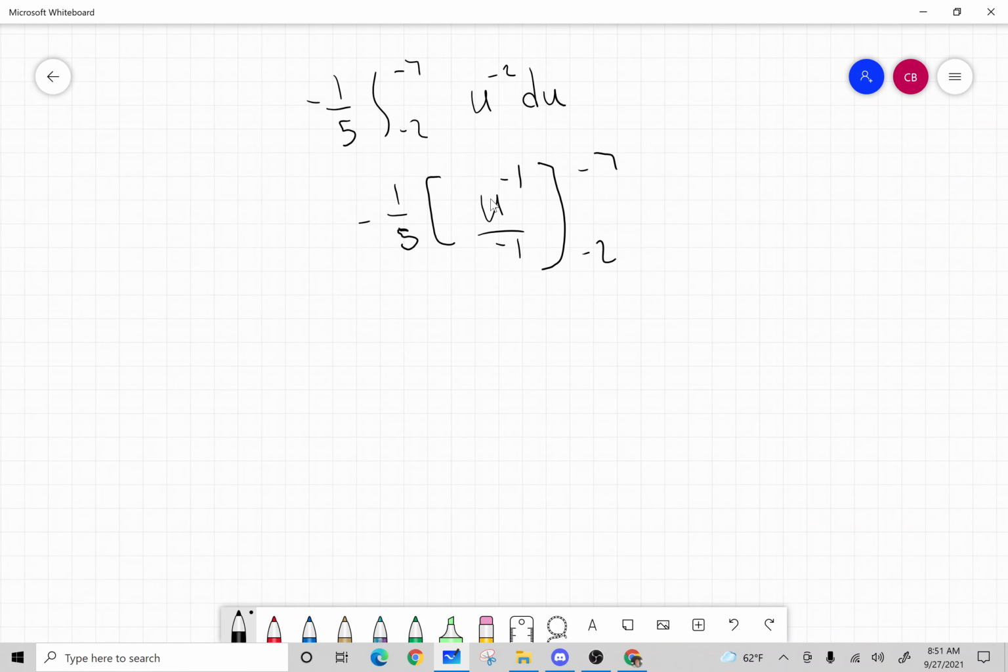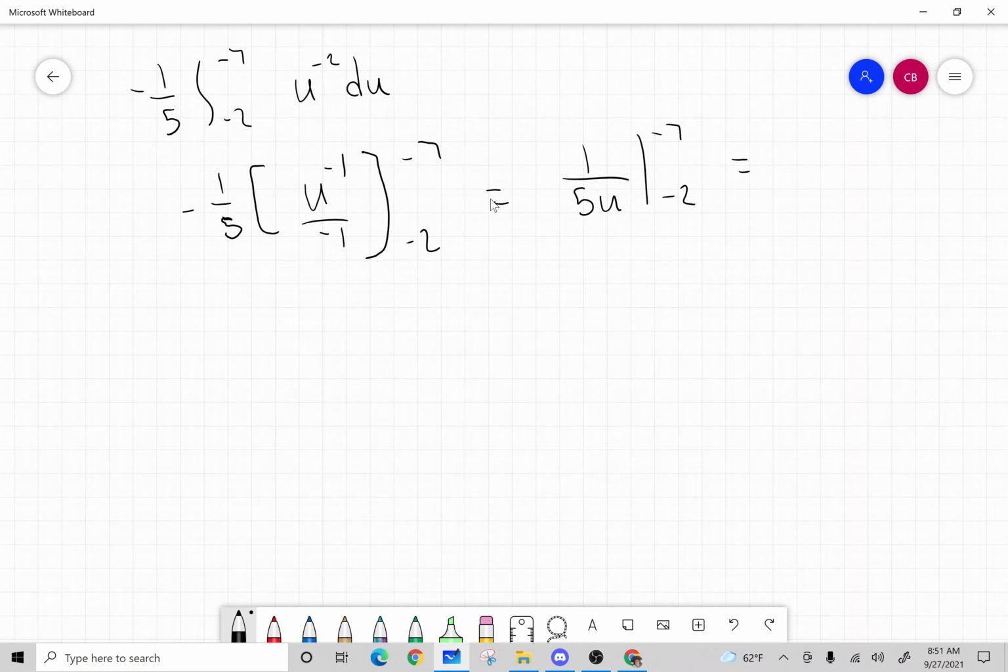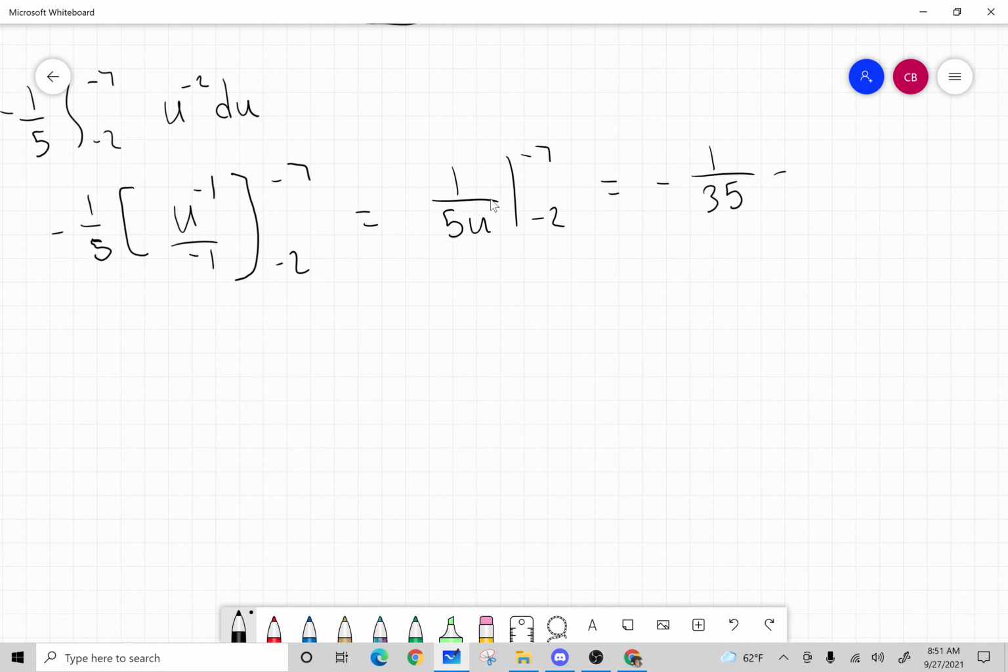Okay, so I'm going to multiply this back in right now. This is going to equal 1 over 5u, negative 7 to negative 2. And so this is going to be negative 1 over 35 minus negative 1 over 10.